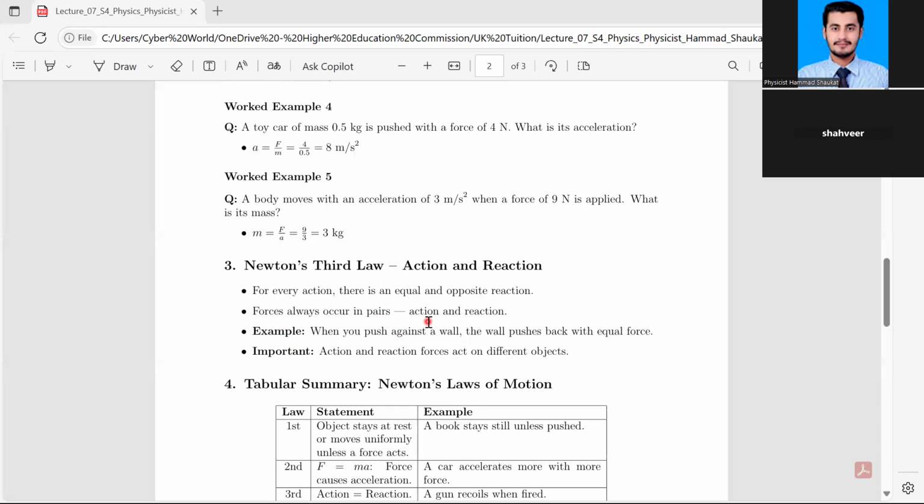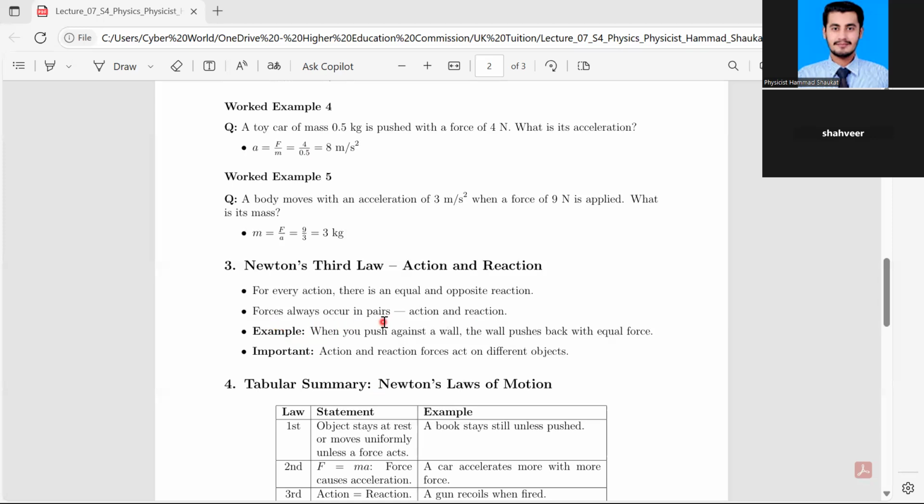And when that body applies some force to your body, this is known as the reaction. So action and reaction occur simultaneously. That's why you can say forces always occur in pairs. They do not remain single.